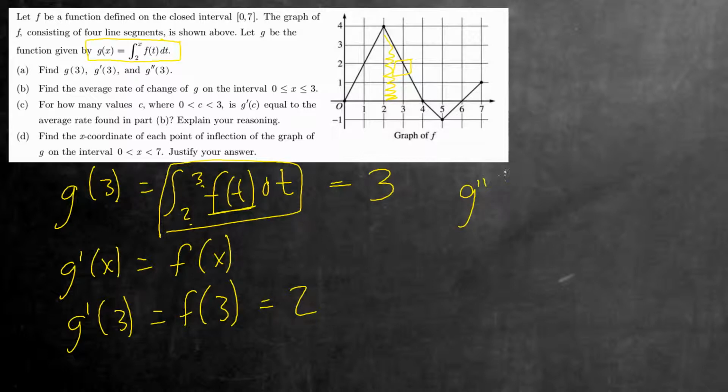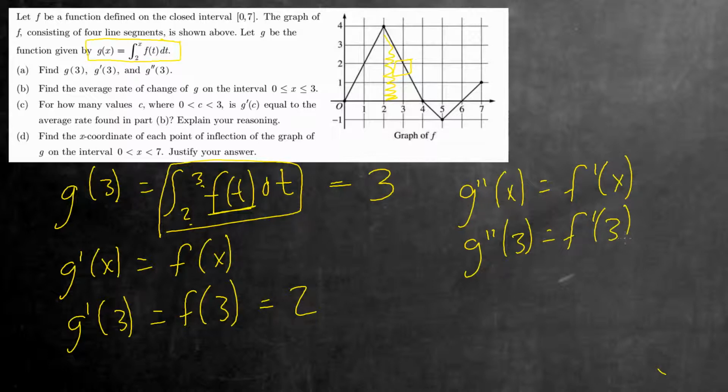G double prime of x should be f prime of x if this was the case. So g double prime of 3 equals f prime of 3. The derivative of f at 3 wants to know the slope of f at 3. Here is the slope of f at 3. It goes down 4 over 2. So the slope of f at 3 is negative 2. Great.